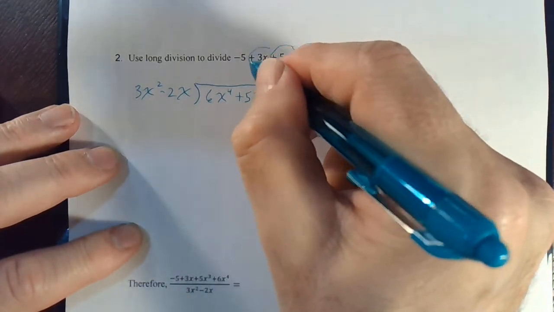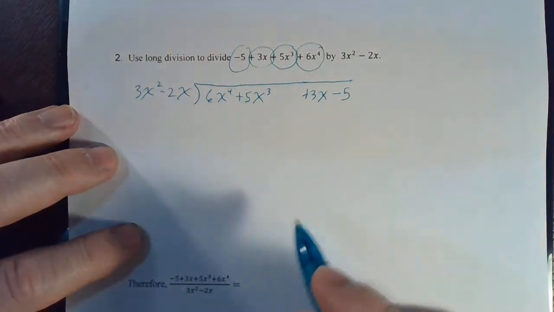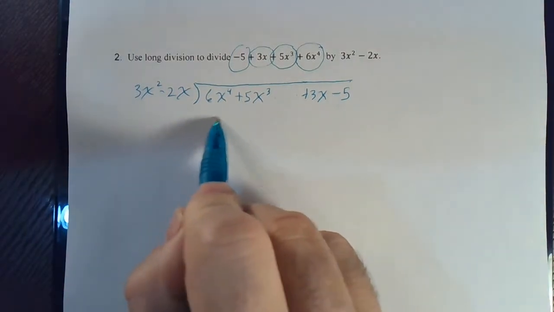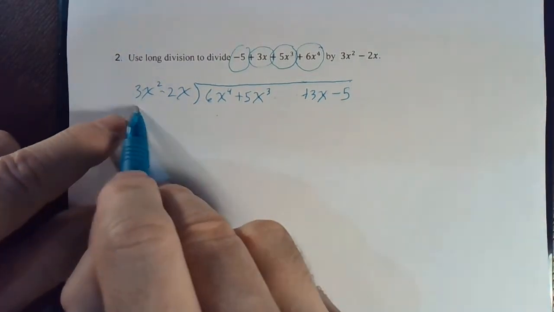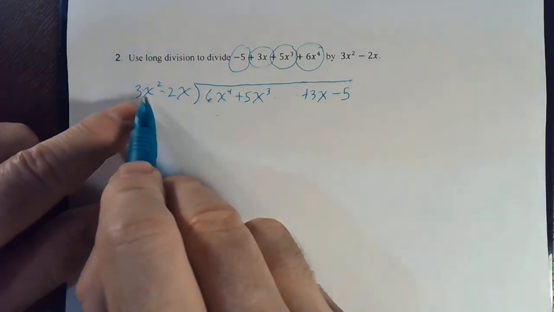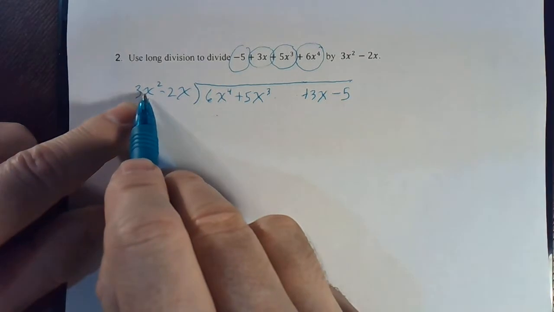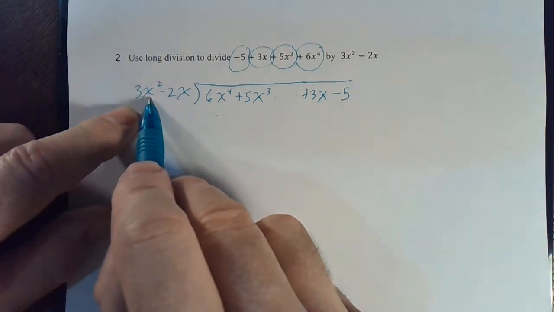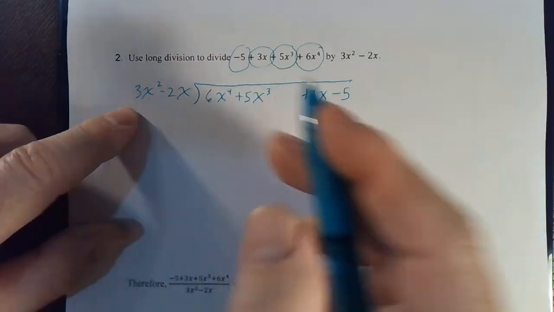So we got that one. Yeah, we got all the terms. And now let's do the same thing we did. Well, I want to have a 6x to the 4th right here. So what do I have to multiply this first term of the divisor by in order to get 6x to the 4th? Well, I'd need to double the 3, and I'd need to multiply the x squared by x squared to get x to the 4th. So it's going to be 2x squared.